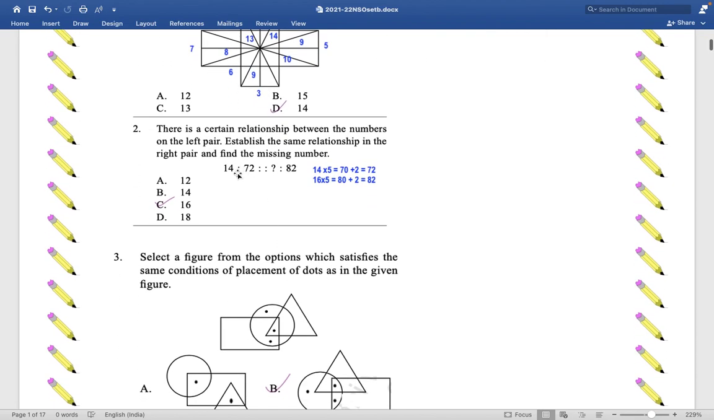Here we see that the relationship is 14 into 5. 14 into 5 is 70 and 70 plus 2 is 72. Here we took 16 as the answer, as 16 into 5 is 80 and 80 plus 2 is 82.